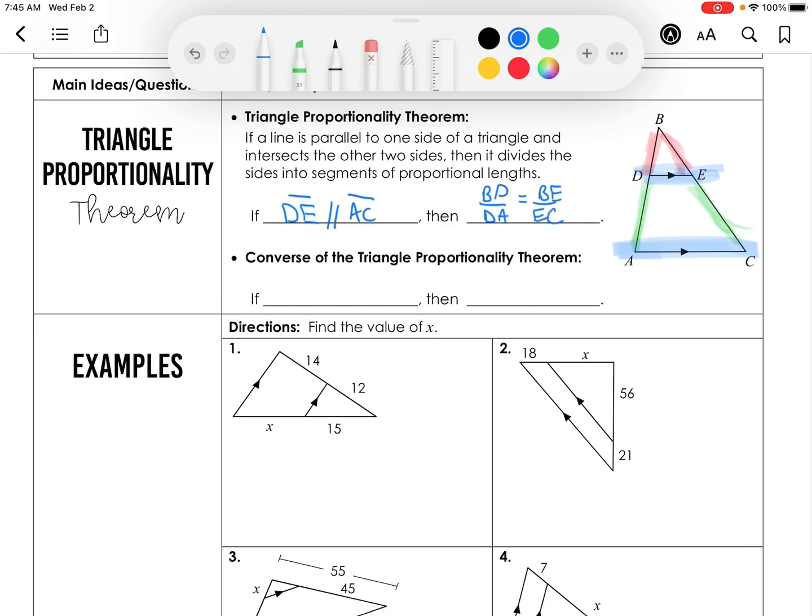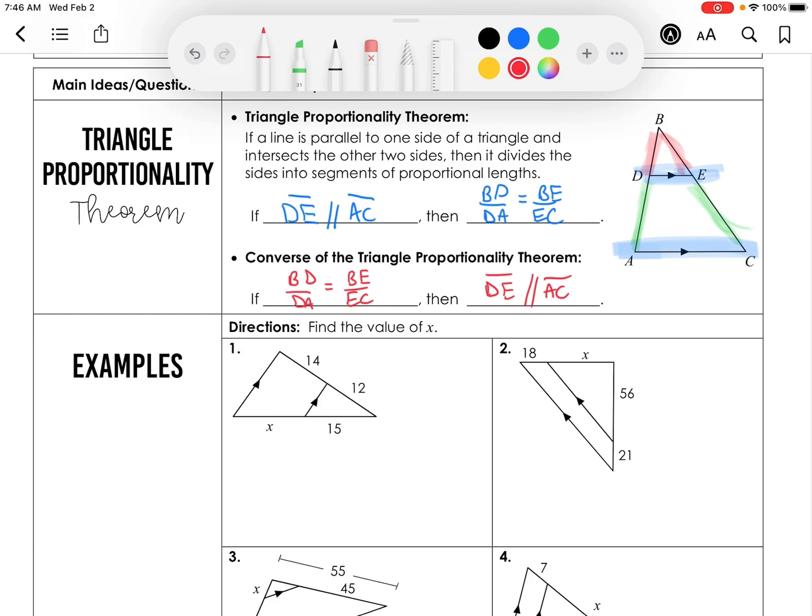Now the converse is also true, going the other way. If the ratio BD over DA is equal to BE over EC, then we can say that DE is parallel to AC.